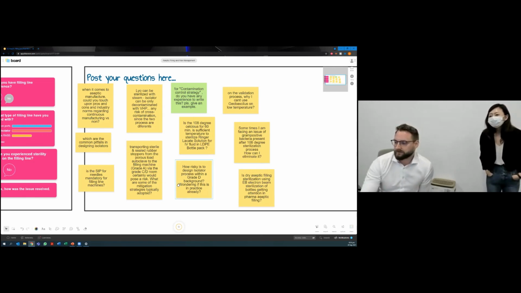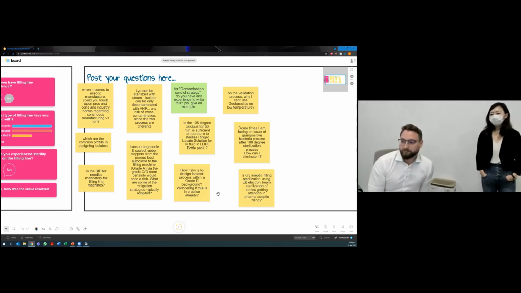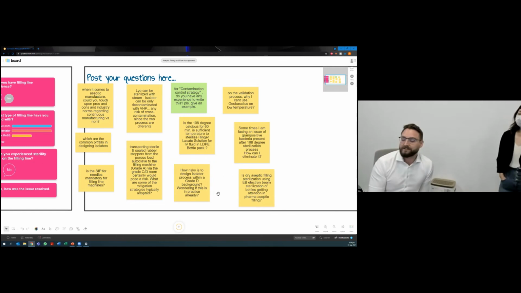Okay, so this one I can also hit here. How risky is it to design an isolator process within a grade D background? Wondering if this is in practice already. I believe it is. For me, the background for an isolator doesn't really matter. Most of the isolators designed today are very robust and very self-contained.